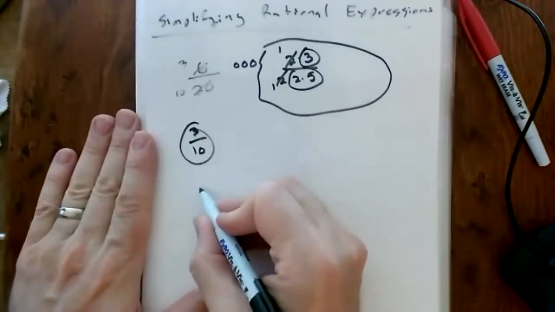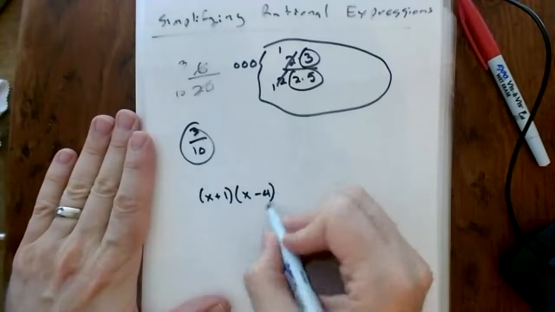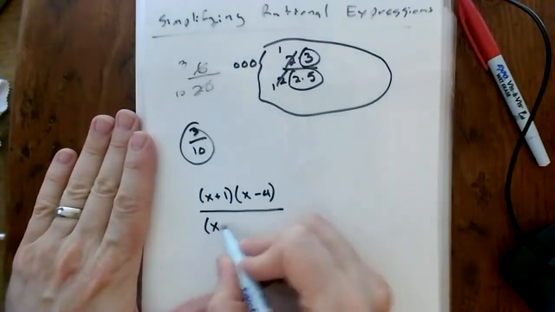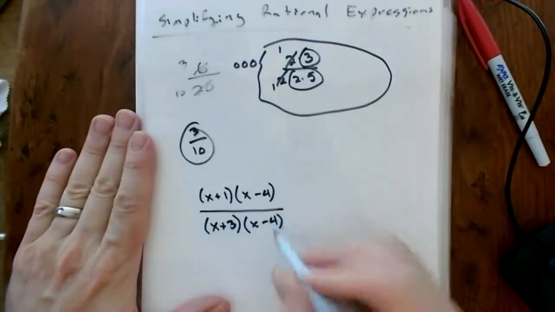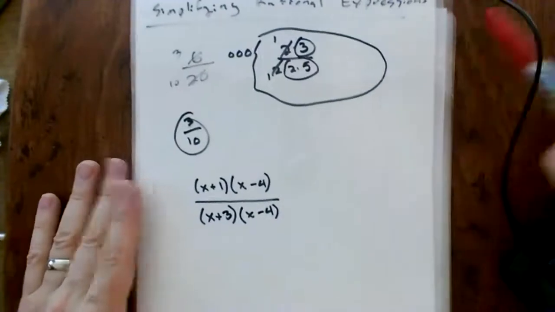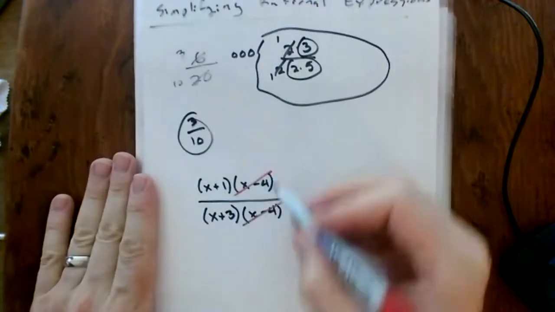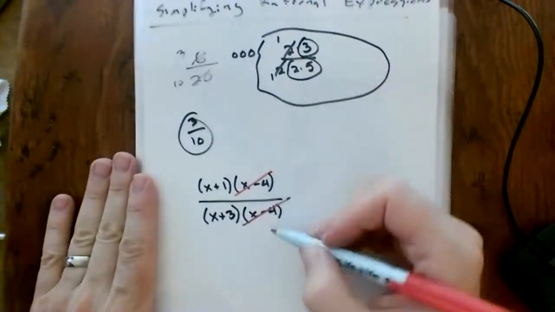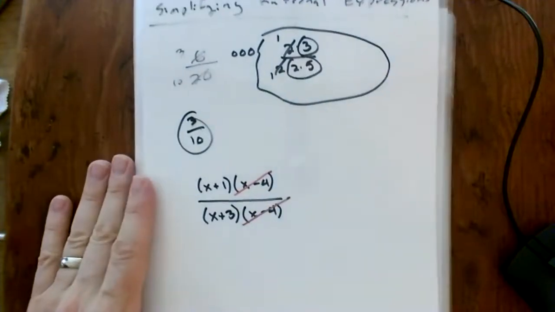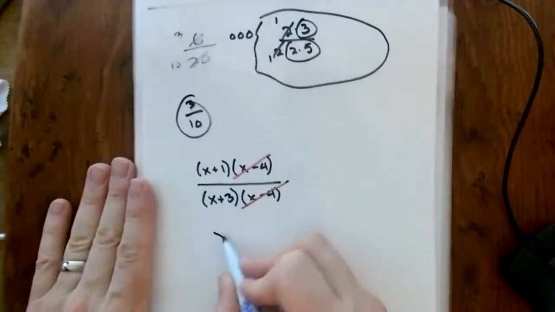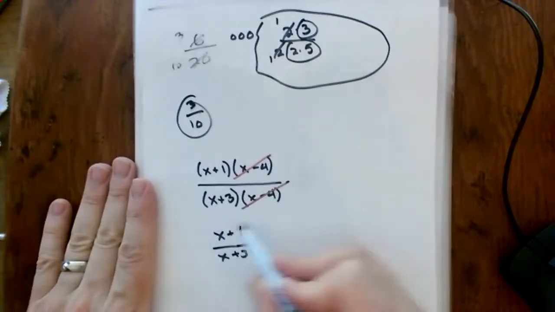So something very similar happens when I've got a more complex expression. Say I've got something like x plus 1 times x minus 4 over x plus 3 times x minus 4. The same concept applies. When I'm reducing, I'm dividing the top and bottom by the same thing. It doesn't have to be a single term. It can be an entire binomial. So what I would have left here is x plus 1 over x plus 3. Now, I cannot reduce this any further.